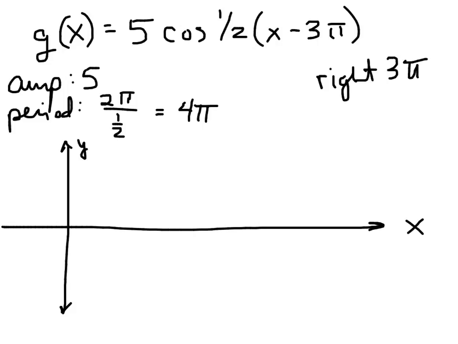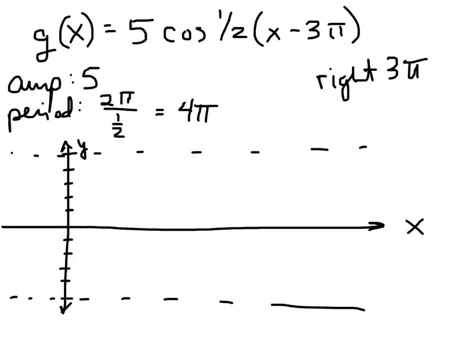Now, what's my amp? 5. 1, 2, 3, 4, 5. 2, 2, 2, 2. 1, 2, 3, 4, 5. 2, 2, 2, 2. What's the midline for this one? Or the x-axis, right. It didn't go up or down any, so therefore my midline is that x-axis.